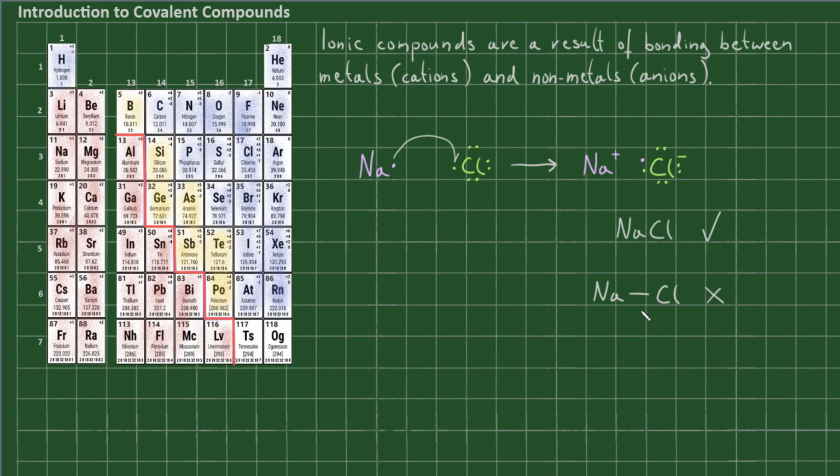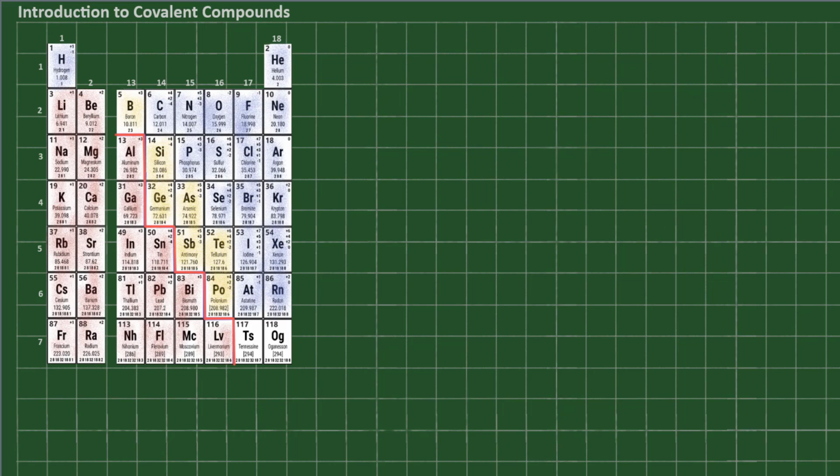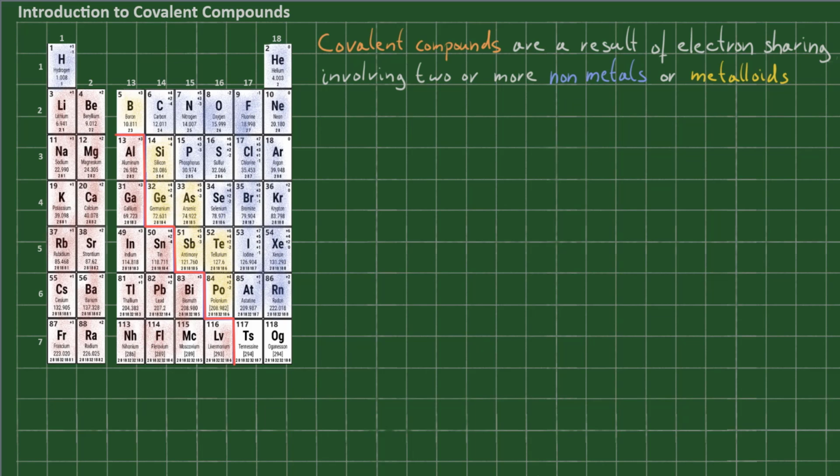Let me get rid of this and bring in a definition for a covalent compound. Covalent compounds are a result of electron sharing involving two or more nonmetals or metalloids. How can I represent this sharing of electrons using Lewis dot structures?